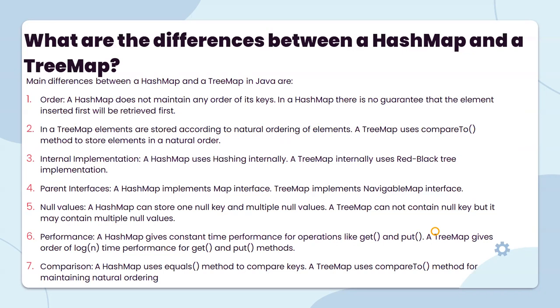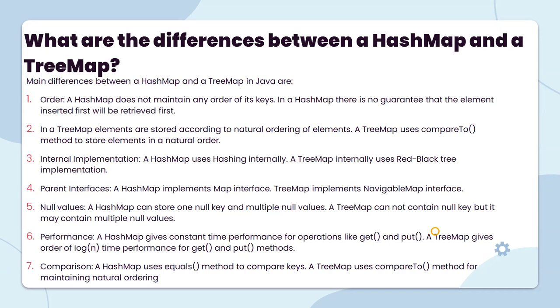In the HashMap, the implemented interface is Map, and TreeMap implements the NavigableMap interface. So we have different interfaces. Next, related to null values.